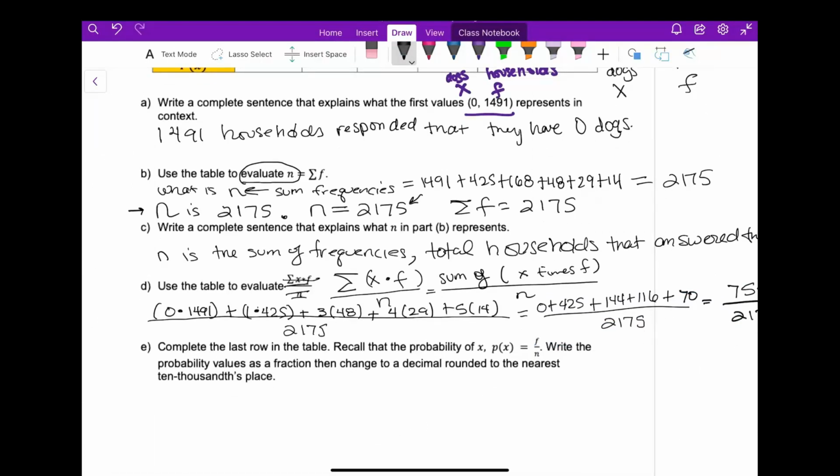Let's complete the last row in the table. It says recall that the probability of x, which is p of x, right? So it's saying probability of x, and then it's giving you the same thing, is equal to the frequency divided by the number n. Write the probability values as a fraction, then change to a decimal rounded to the nearest 10,000th place. 10,000ths is 4 decimal places.